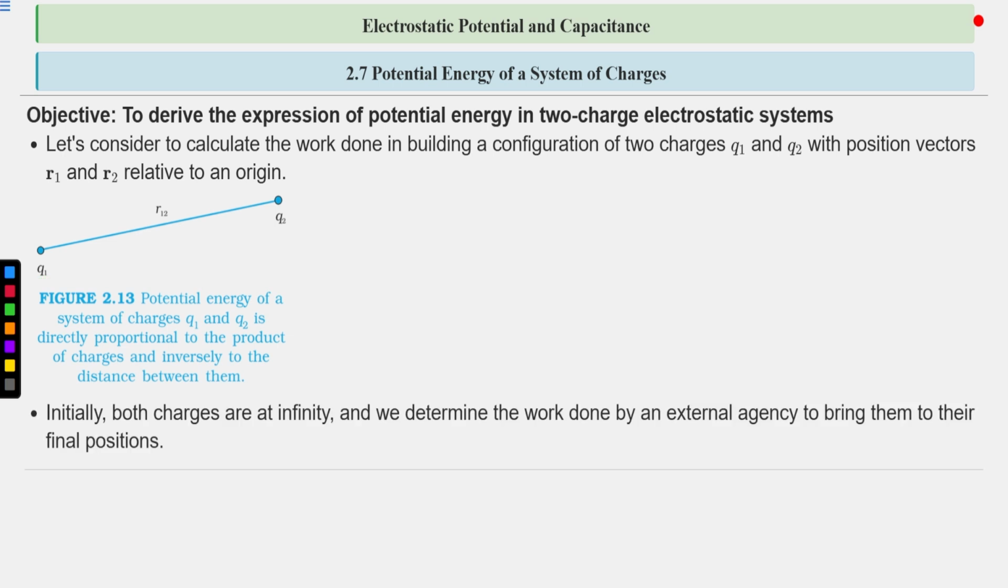So initially both charges are at infinity. And the potential energy of the system is 0 when they both are at infinity because there is no interaction between them. Now we determine the work done by an external agency to bring them to their final positions. Now, what is the work done or potential energy of the system? When we bring them close and form a configuration, then there must be a work done. Work done to put these charges near each other. And this work done is equal to the potential energy of the system.